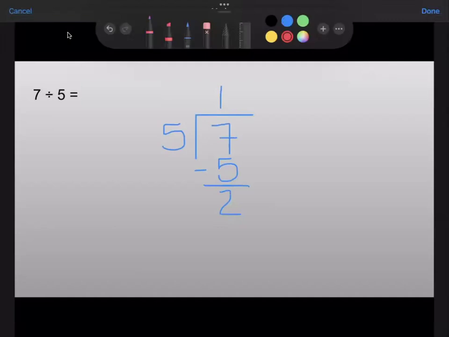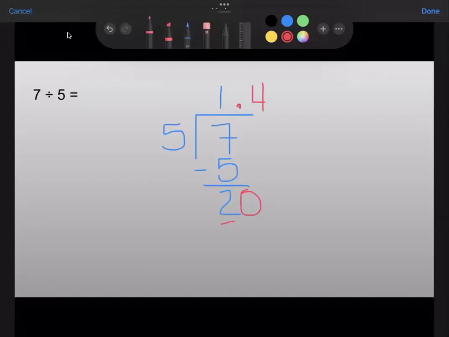So what I do here is I'm going to add a decimal to the end of my answer right there. And then I'm going to add a 0 to my remainder. So then I'm going to go ahead and keep dividing. So remember, what happens is you add a decimal up into your answer space, and then you add a 0 to the remainder. 5 hits into 20 4 times.